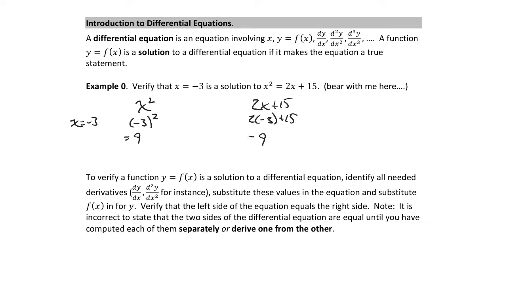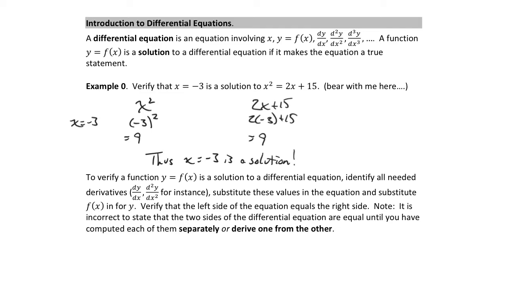Since these are equal, x equals -3 is a solution. That's awesome, okay? And that's because they're equal. Now, there is another solution to this, of course. I'm guessing it's +5. You would get 25 on the left side and on the right side. But we're not asked to find the solutions. We're just asked to verify something is a solution.